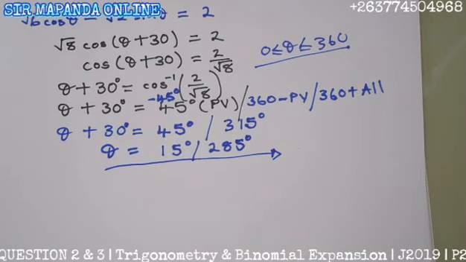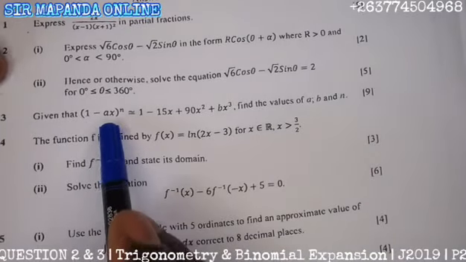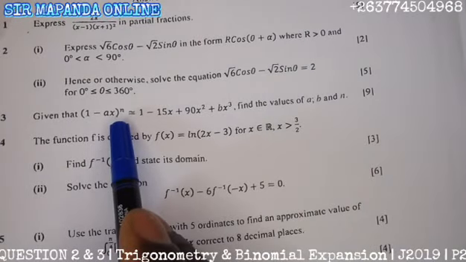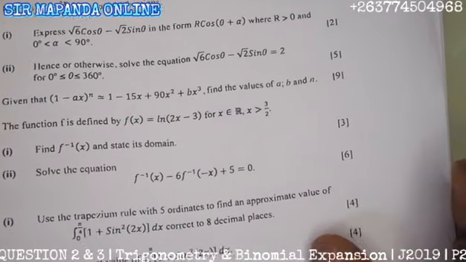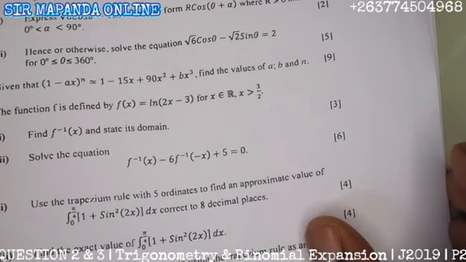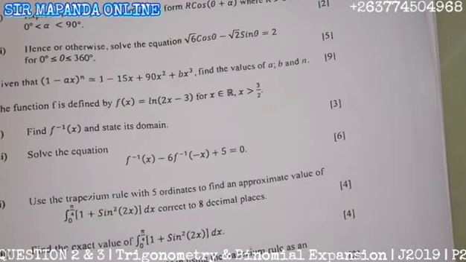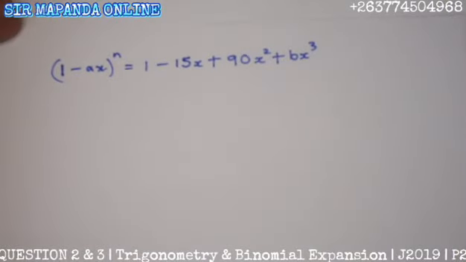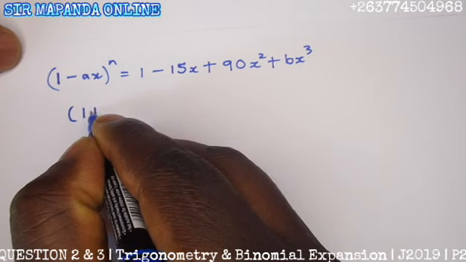Let us move on to question number 3. It reads, given that 1 minus ax to the power of n is approximately equal to 1 minus 15x plus 90x squared plus bx cubed, find the values of a, b, and n in 9 marks. Right, so in this question, you need to understand the formula of binomial expansion.